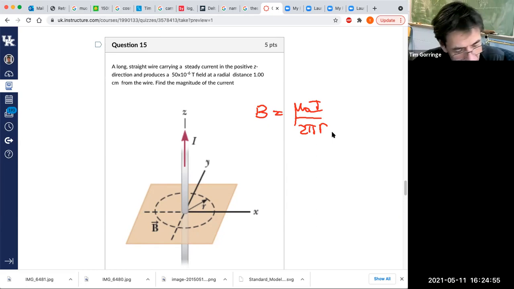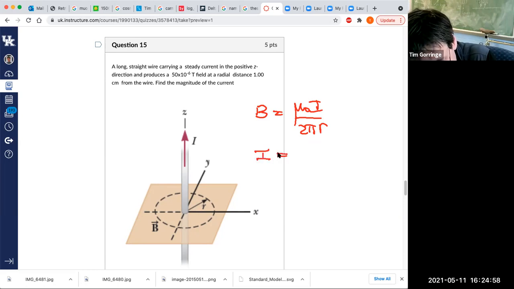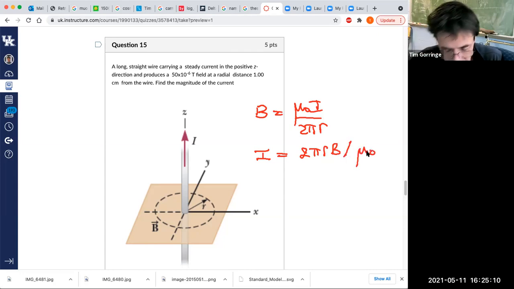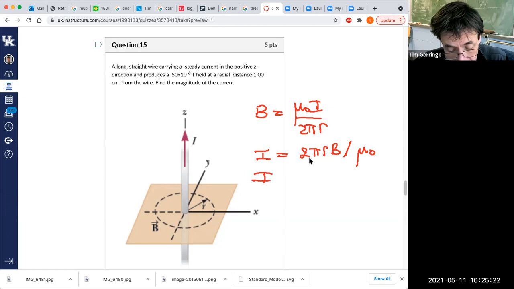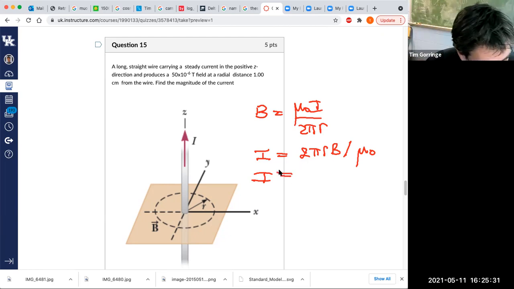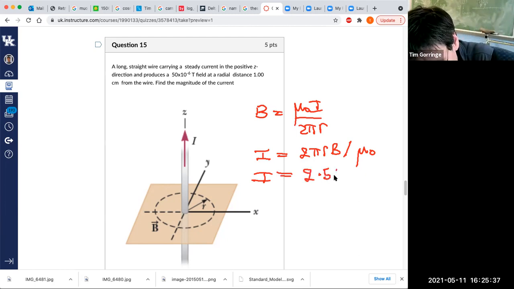Now, in this particular case, we want to find the current, and we know the field. So I'm just going to turn this equation around. It's this equation here. And if you look at the right-hand side, we know the distance r is 0.01 meters. We know the field is 50 times 10 to the minus 6 teslas. We know mu naught is 4 pi times 10 to the minus 7. And so you can plug in all those numbers. I'm not going to write them all out. And when I plugged in all those numbers, I got a current that was 2.5 amps.